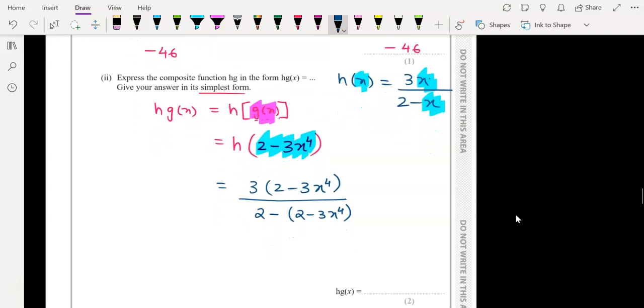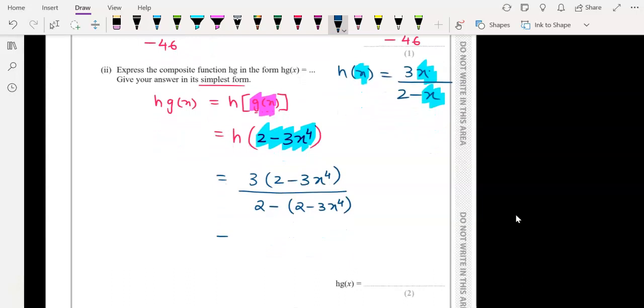Now the next step is to open the bracket. Numerator, let's keep it the same: 3 bracket 2 minus 3x to the power of 4. Denominator, when you open the bracket, minus and positive 2 will be negative 2. Minus and minus will become positive 3x to the power 4. So plus 2 and minus 2 will cancel out.